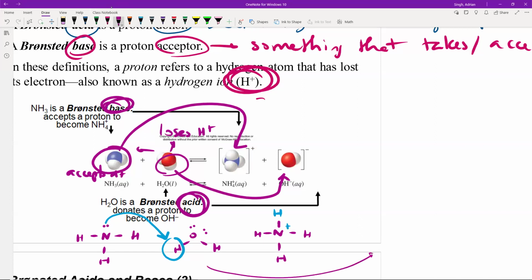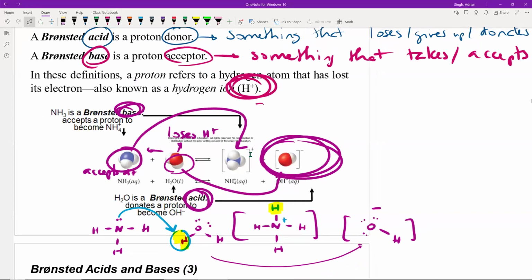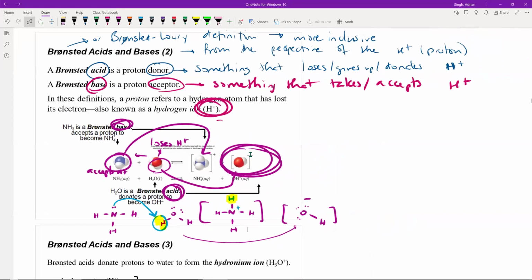The H2O, right? You take away this hydrogen here, the hydrogen that was donated. Then if you take that away, you end up with an OH with a lone pair, and another lone pair. This has a negative charge on it. That's your hydroxide. So that's what's occurring with the Bronsted-Lowry definition. Things that are losing protons are acids. Other things that are gaining protons are bases.